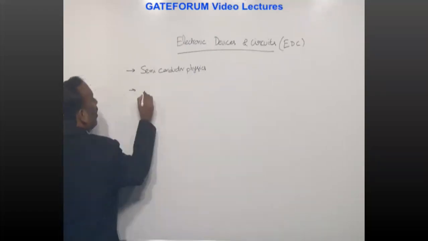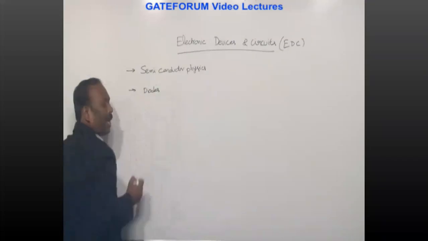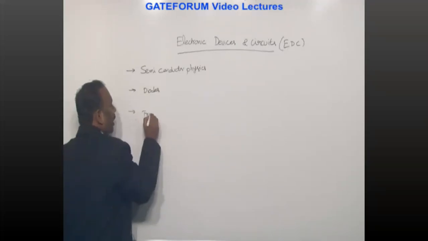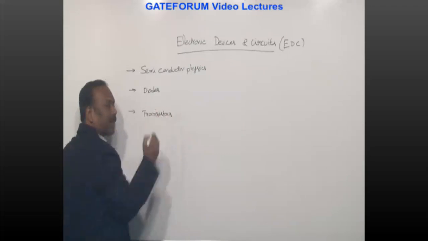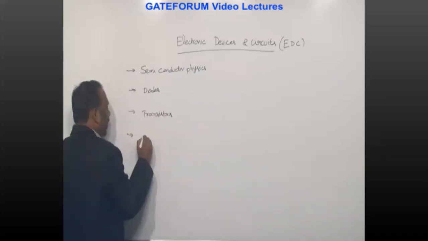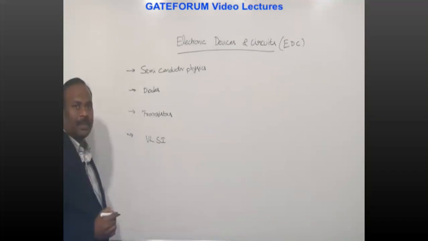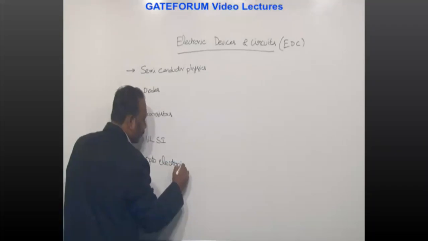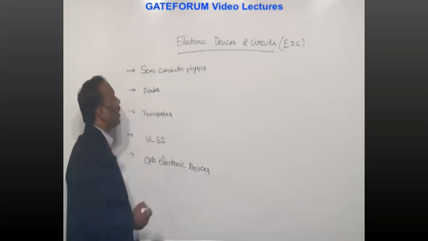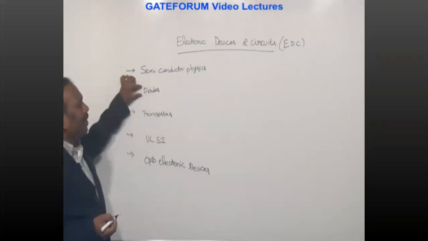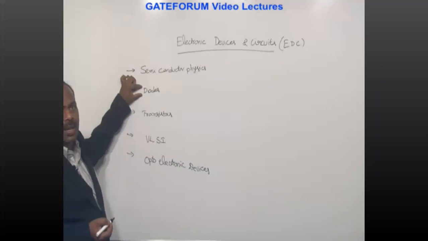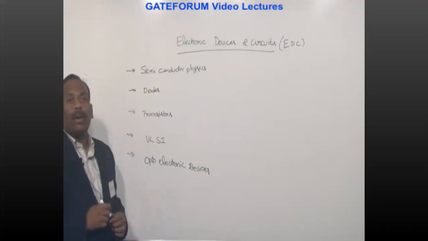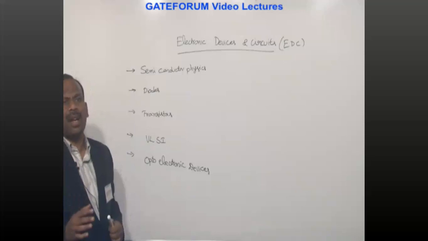The next one is we are going to see diodes, a PN junction diode. The next one is transistors. The next one is VLSI. The last one is optoelectronic devices. Under diodes we are going to see a PN junction diode, Zener diode, varactor diode, tunnel diode, all these things. And in optoelectronic devices we are going to see photodiode, LED, avalanche diode, like that, some extra diodes that are not covered here.